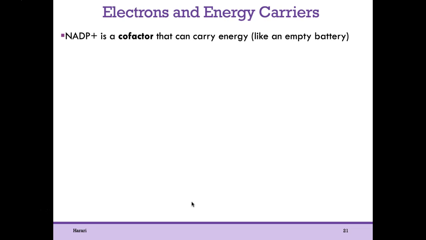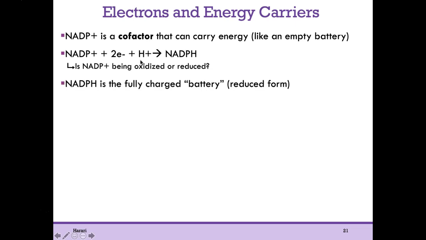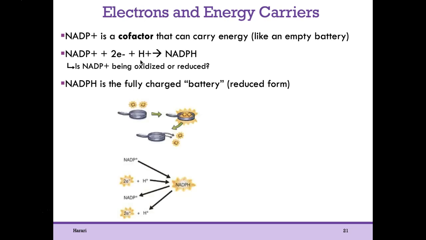So NADP plus is a special cofactor that can carry energy, almost like an empty battery does. So NADP plus can be reduced, meaning it can gain electrons, also hydrogen, right? And that can be a fully charged battery. So you could think about it like, remember the hot coals were the electrons. The NADP plus is like a pan where you can hold onto the electrons and then drop them off somewhere else where they're needed. So this is an energy carrier. NADP plus is an energy carrier that can carry energized electrons. And again, the electrons come from the reaction center chlorophyll in the photosystems.